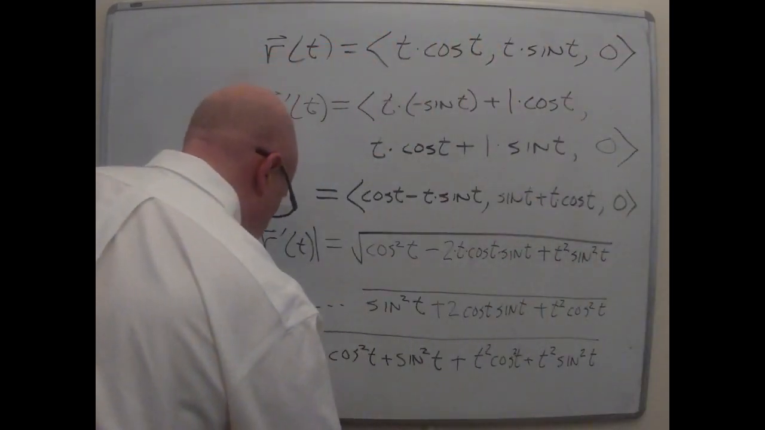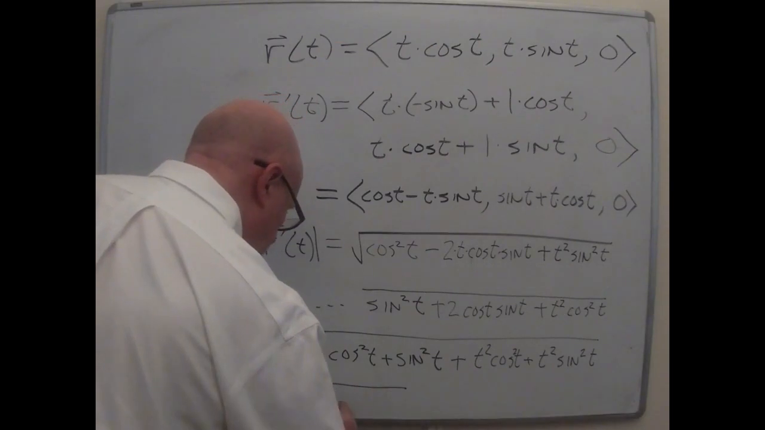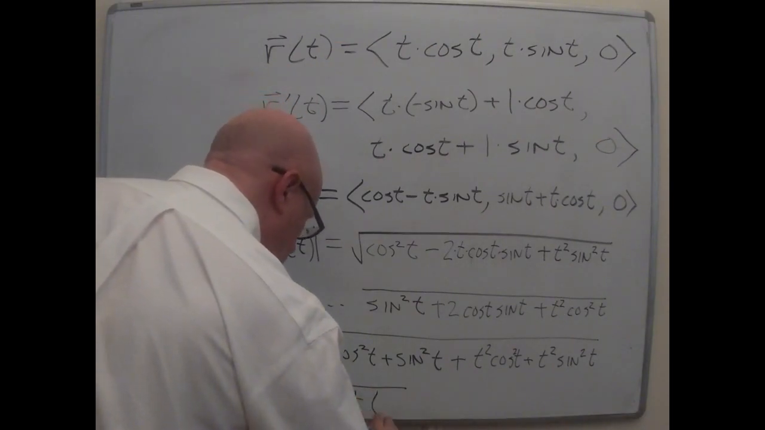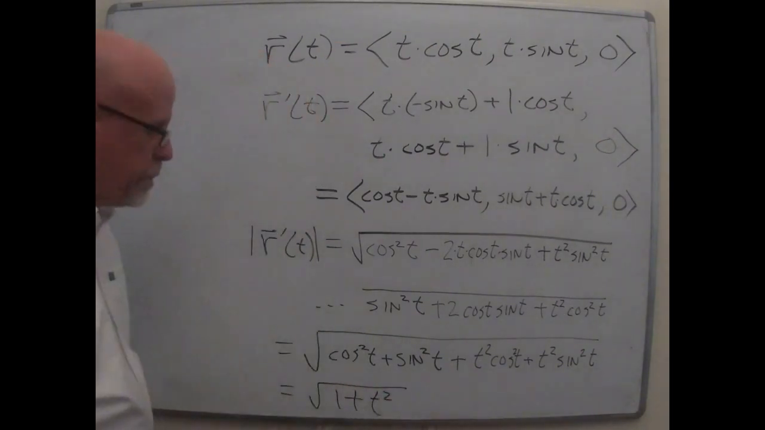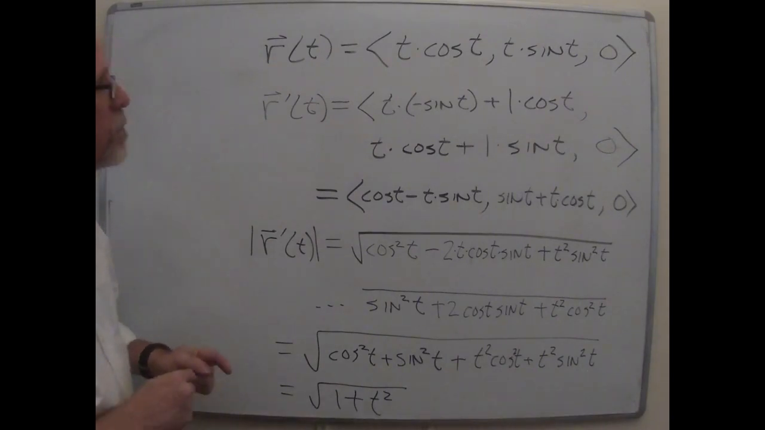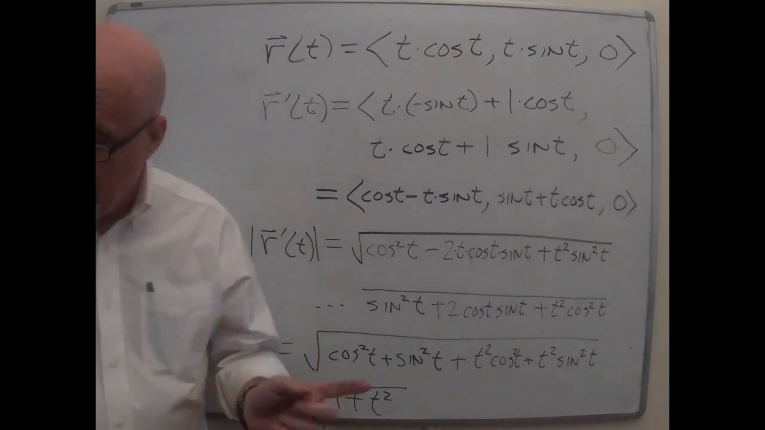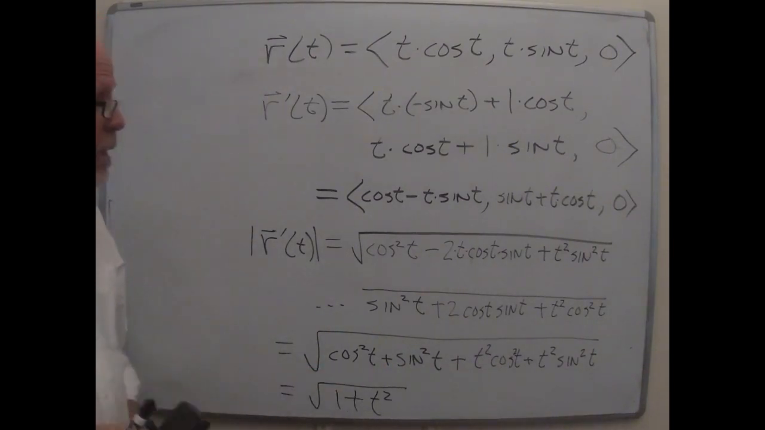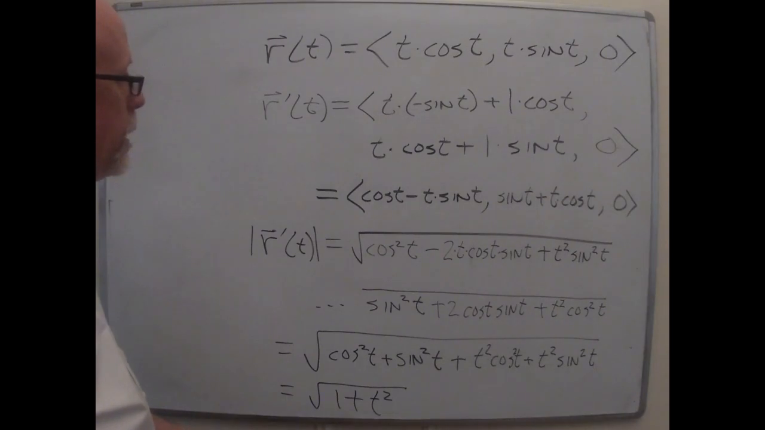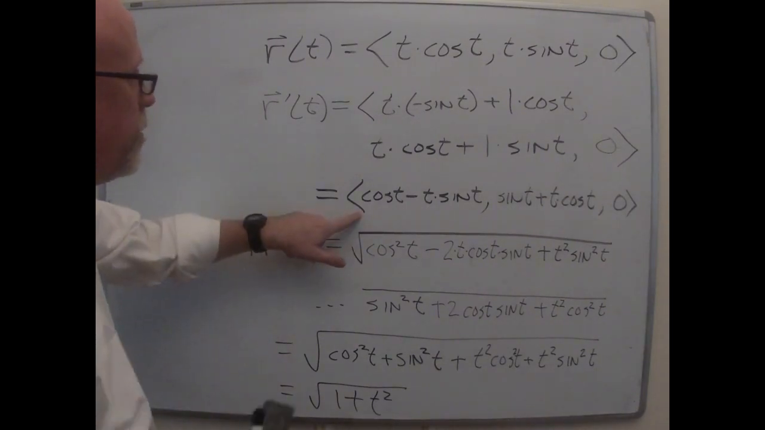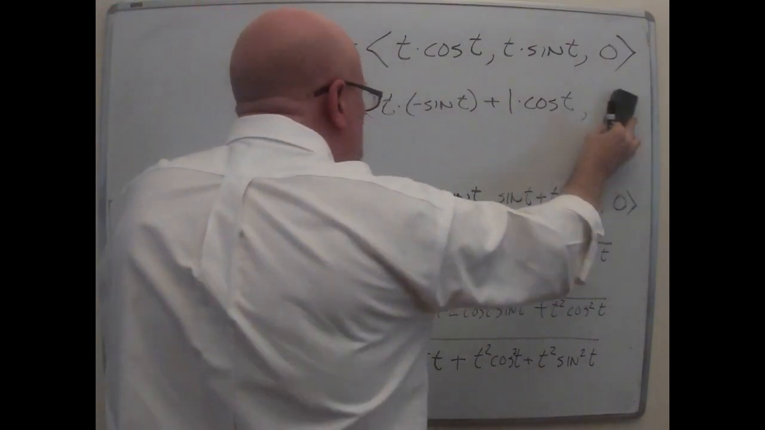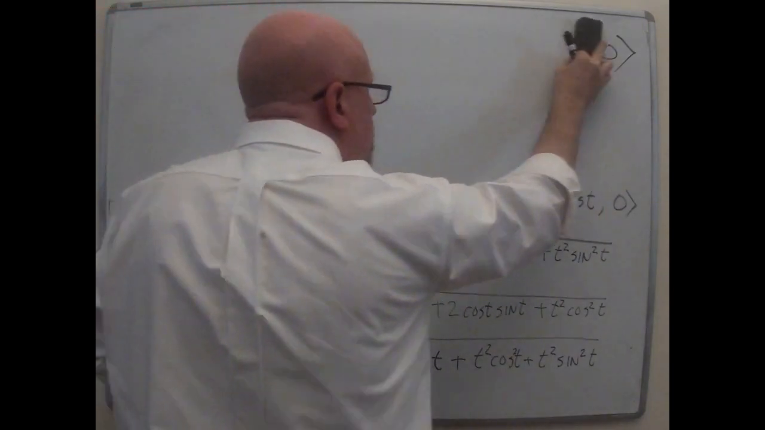So what we've got now is the square root. It actually simplifies quite a lot. Square root of 1 plus t squared. That's an expression for the length of our tangent vector. The whole point of getting that was so that we could find the unit tangent vector. I'm going to save there because we need that expression for r prime of t.